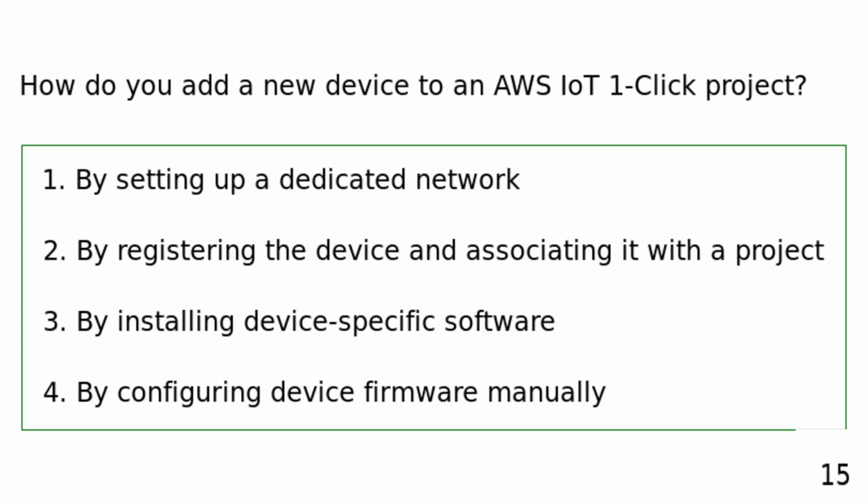How do you add a new device to an AWS IoT one-click project? By setting up a dedicated network. By registering the device and associating it with a project. By installing device-specific software. By configuring device firmware manually.